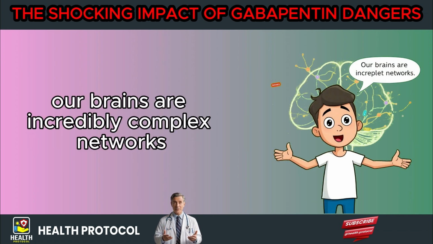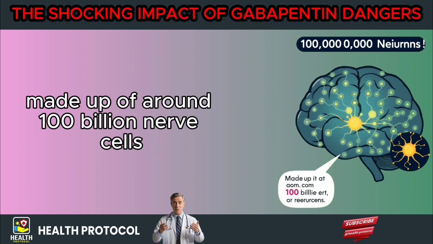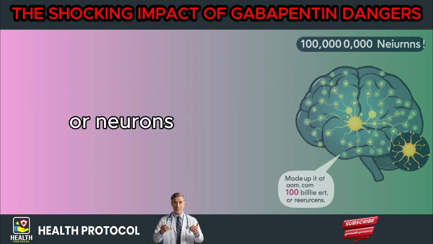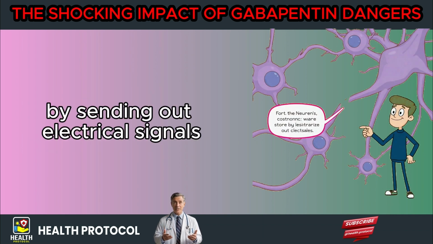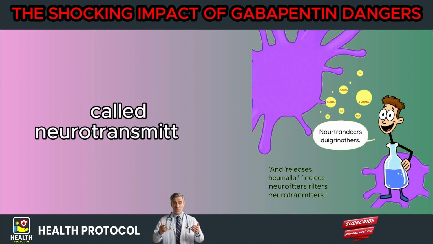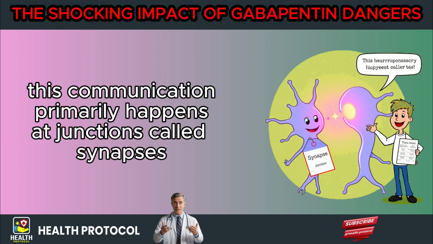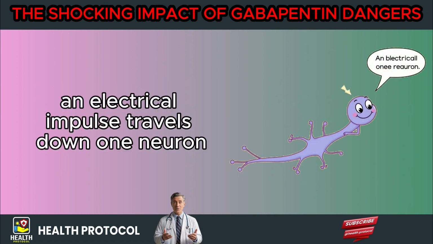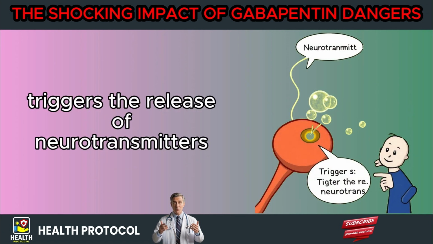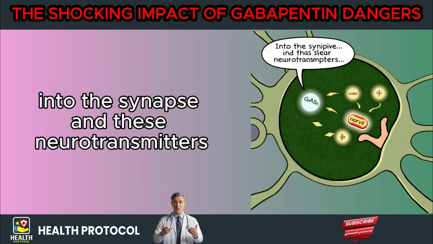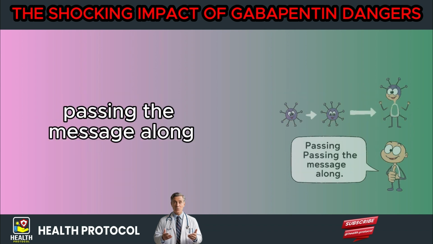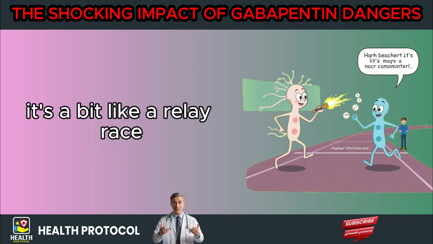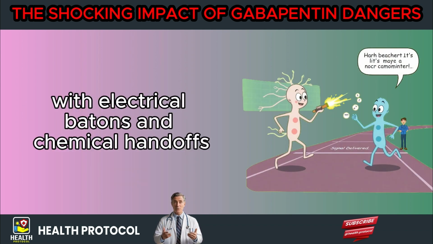Our brains are incredibly complex networks, made up of around 100 billion nerve cells, or neurons. These neurons constantly communicate with each other by sending out electrical signals and releasing chemical messengers called neurotransmitters. This communication primarily happens at junctions called synapses. An electrical impulse travels down one neuron, triggers the release of neurotransmitters into the synapse, and these neurotransmitters then bind to receptors on the next neuron, passing the message along. It's a bit like a relay race with electrical batons and chemical handoffs.